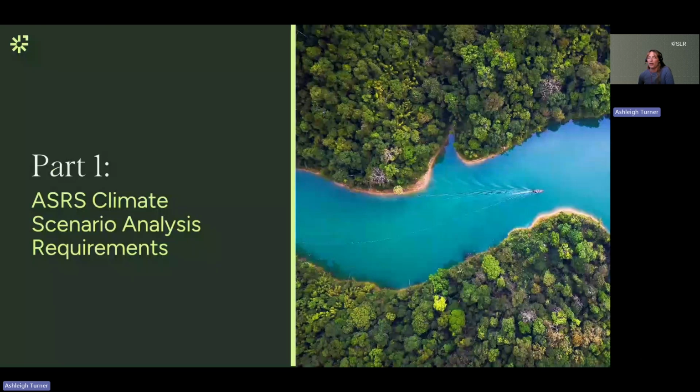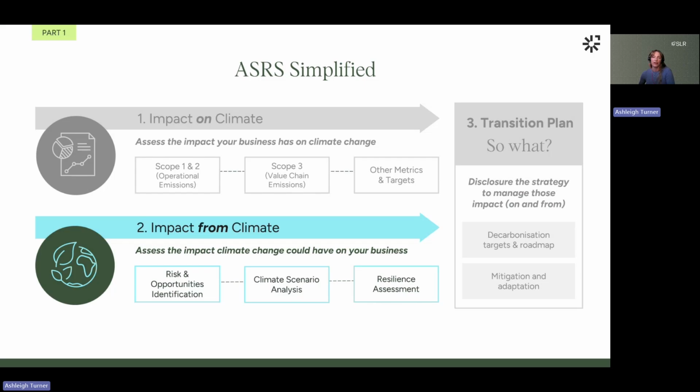So I want to start with the regulatory context. So the goal is to make sure everyone's clear on exactly what ASRS requires before we get into that practical methodology.